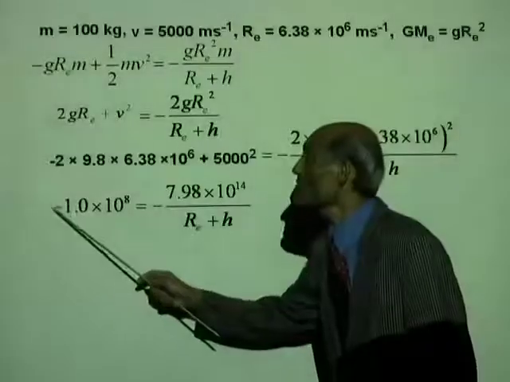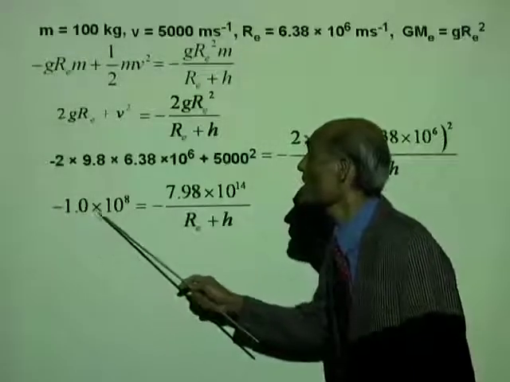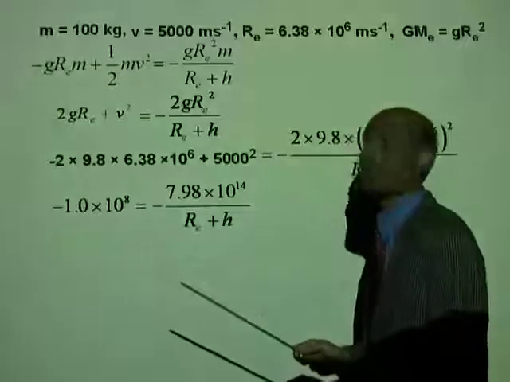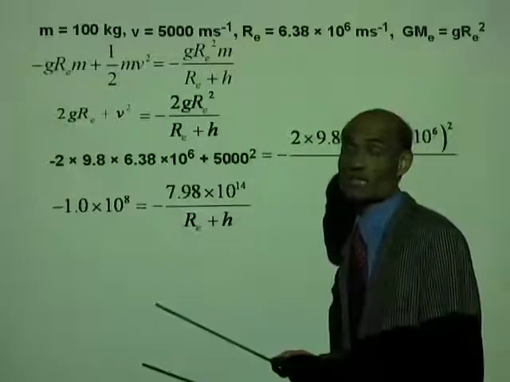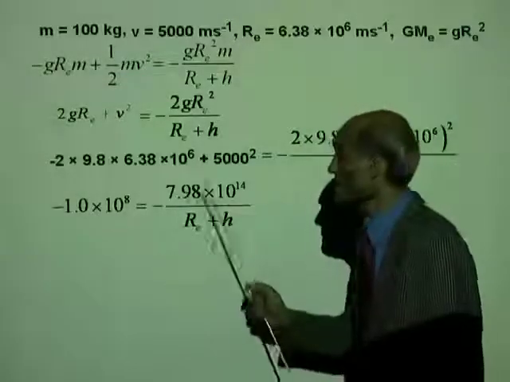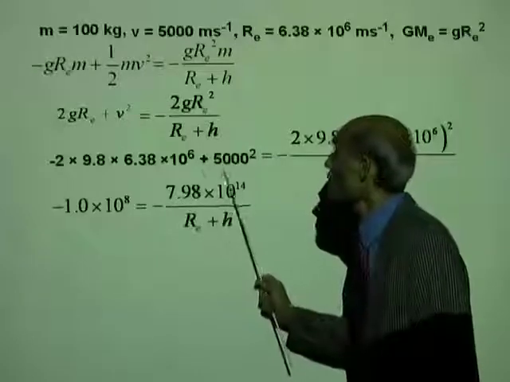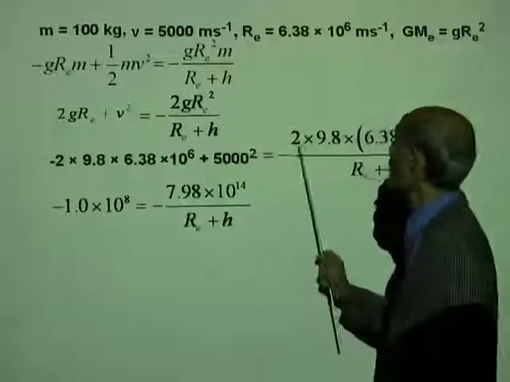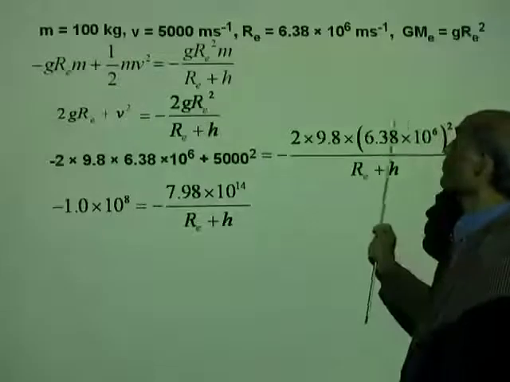The left side gives me negative 1 times 10 to the 8. I hope you agree with me. Check it. The numerator on the right side, I get 7.9 times 10 to the 14.